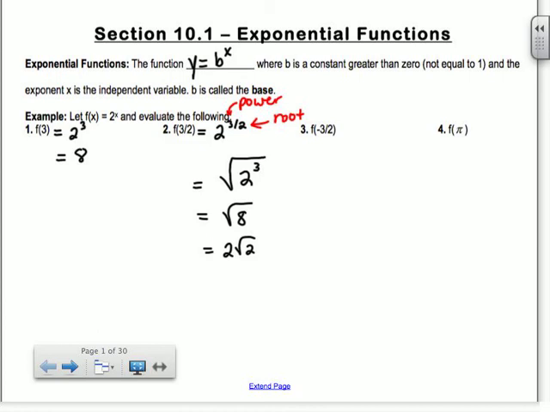Okay, could somebody do square root of 8 on their calculator so we can see what that is as a decimal? 2.82. Yeah, 2.82. So we'll do approximately.